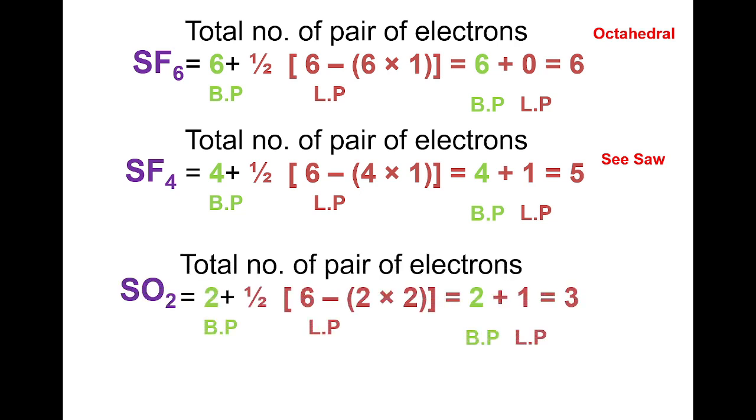For sulfur dioxide, the total bond pair is 2, with 2 oxygens surrounding sulfur. This is the outermost electron of sulfur, 2 into 2 is the valency of oxygen, so we get 2 plus 1, 3, and that will be an angular shape. 2 bond pair, 1 lone pair, the shape will be angular.